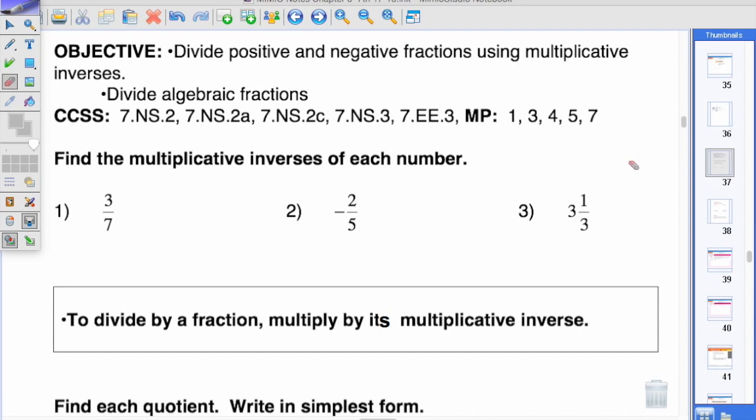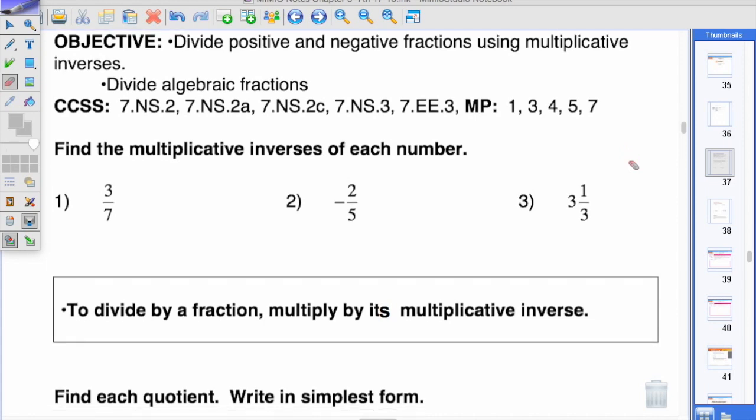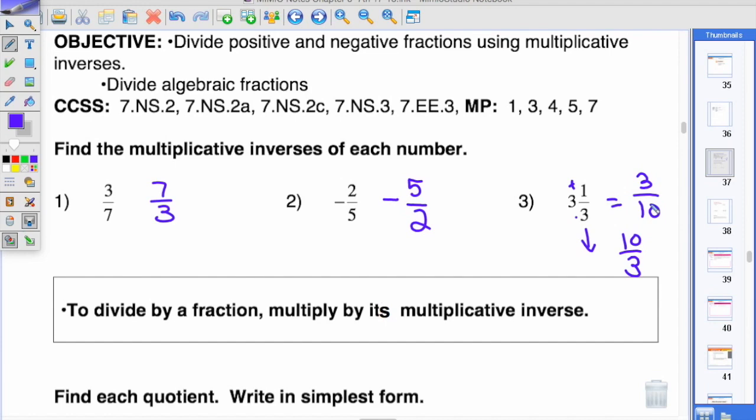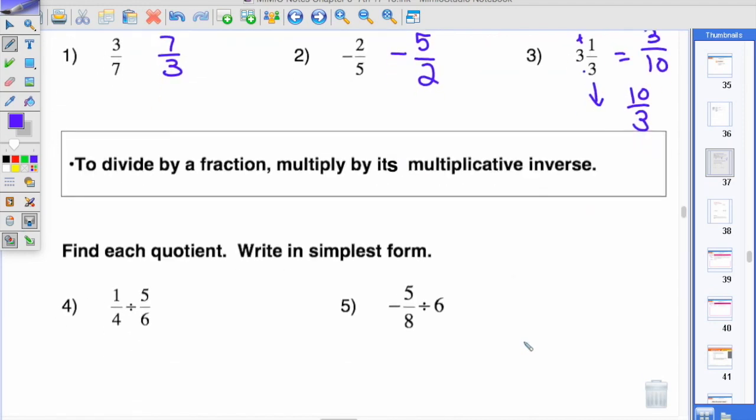The first thing we're going to do is find the multiplicative inverse of each number. The first one is 3/7, so we're going to flip that fraction, so it's 7/3. Negative 2/5, when you take the multiplicative inverse, it's still negative, but you flip around the numerator and denominator. For number 3, because it is a mixed number, you need to make it an improper fraction first. So 3 times 3 plus 1 gives you 10/3. Now flip it, so it's 3/10. You can see that the numerator and denominator have been flipped.